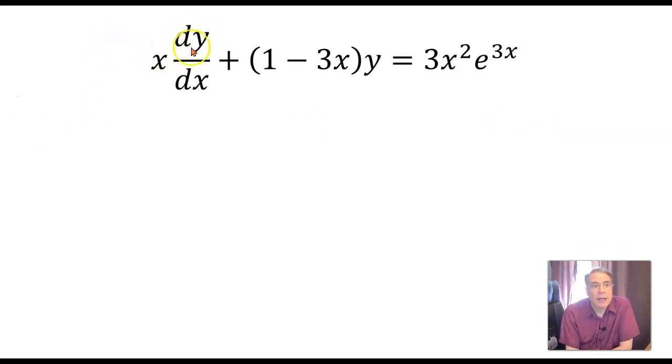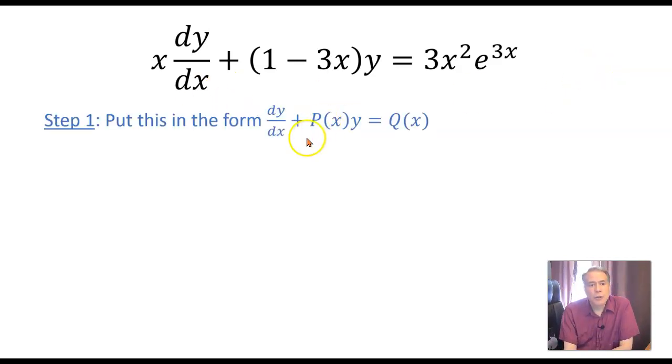Notice it's got a dy dx term and a y term, and a term that doesn't involve y. So you got something times dy dx, you got something times y, and then you got something here where all the somethings are functions of x, but they don't involve y. So this is linear. And if I'm going to solve it by the approach we talked about, step 1 is to put it in the form dy dx plus something times y equals something. And it's almost in that form already.